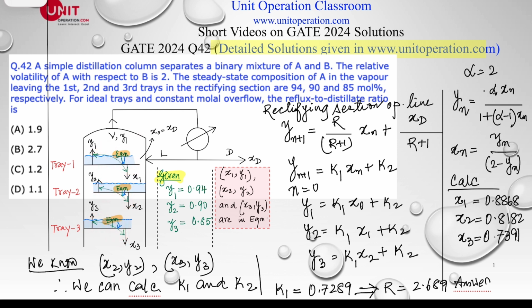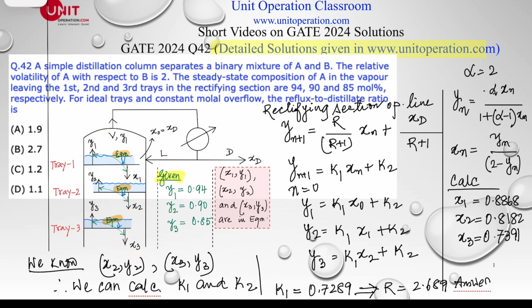And similarly, x1 and y2 would be given by the operating line. Similarly, x2 and y3 would be given by the operating line. So how do you solve this problem? So y1, y2 and y3 are given. So from this equation here, we can calculate the values of x1, x2 and x3.